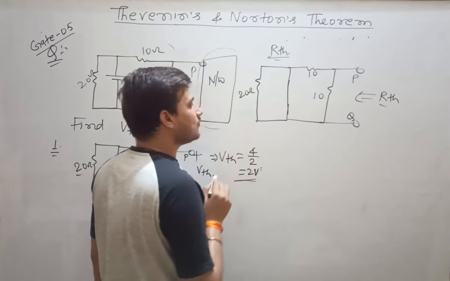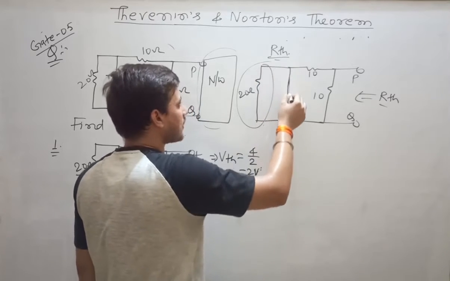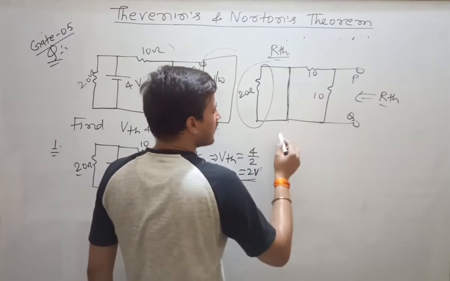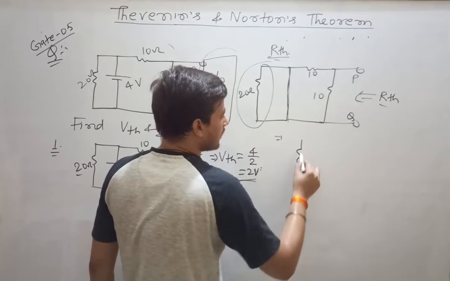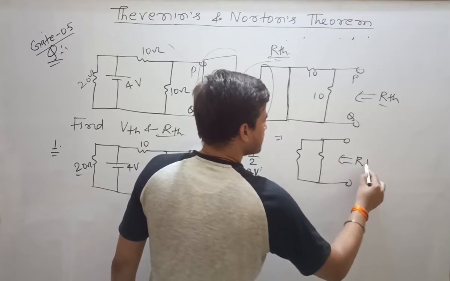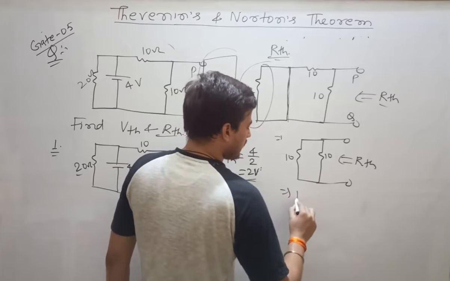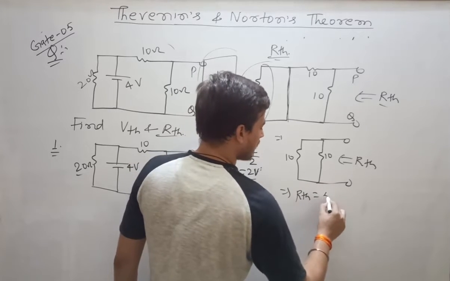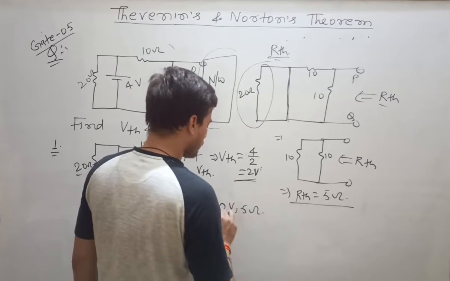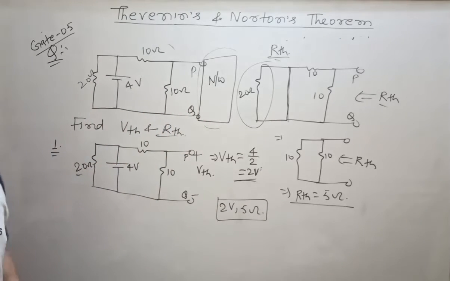Once this voltage source is replaced by short circuit, there won't be any importance of this resistance because it is connected in parallel with a short circuit branch having zero resistance. So you can see that these two resistors are now connected in parallel. You can redraw the network like this one. This is RTH. This is 10 ohm. This is also 10 ohm. So here RTH will be equal to how much? It will be equal to 10 parallel 10, that means 5 ohm. So your answer is 2 volt and 5 ohm. So you can see how easy a question was asked in GATE 2005 based on Thevenin's theorem.